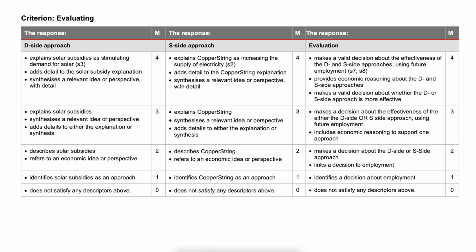Similarly, for the supply side, you could also argue that there's potentially more long-run implications or more structural improvements to the economy, leading to long-run GDP growth. When it comes to making your final evaluation, we can see here you make some decisions about the effectiveness of both the demand and the supply side approaches using that criteria of future employment. So both will have some relative merit, and you have to be clear in expressing that. Provide your economic reasoning once again in terms of your final decision, and then make your valid decision.